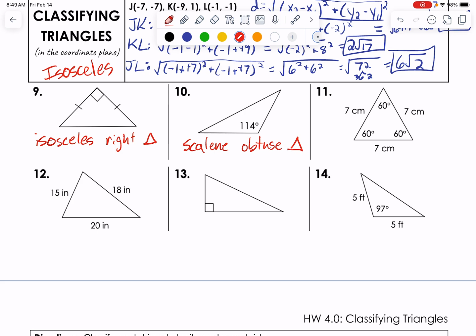Okay. On number 11, we've got 3 congruent sides, 7, 7, and 7, and we've got 3 congruent angles, 60, 60, and 60. So that makes it an equilateral, equiangular triangle. All right. Number 12, we've got 3 angles that all appear to be acute, and we've got 3 sides that are all different. So this is a scalene acute triangle.